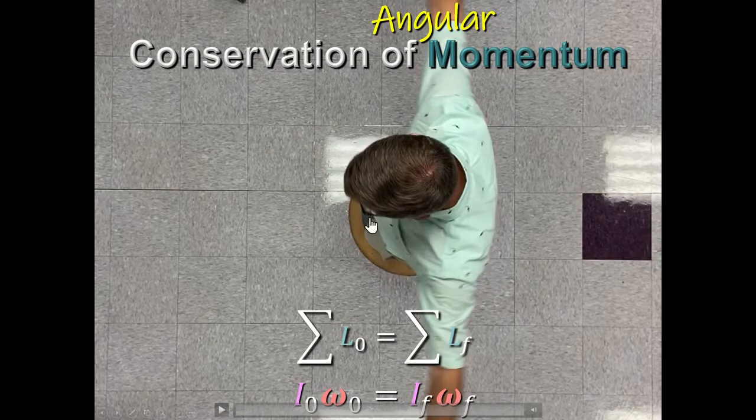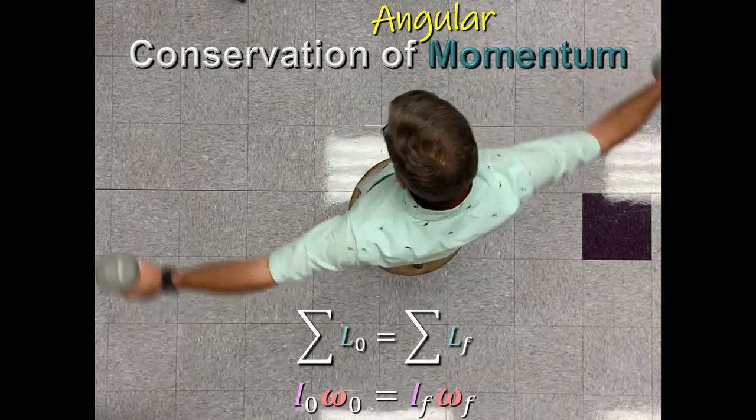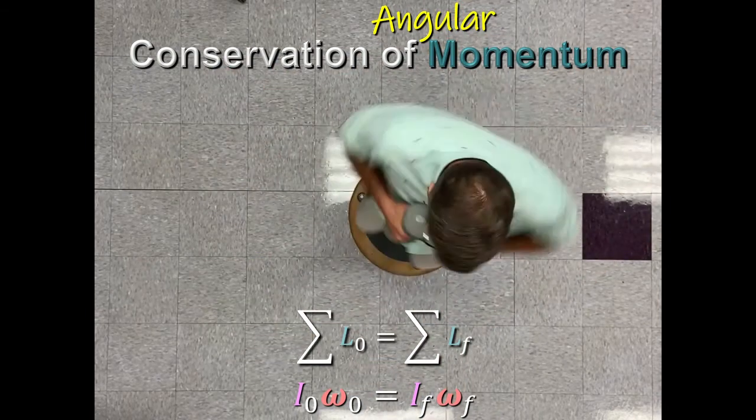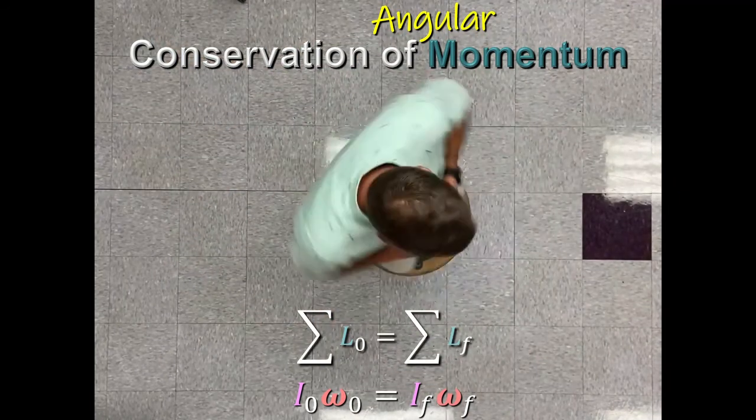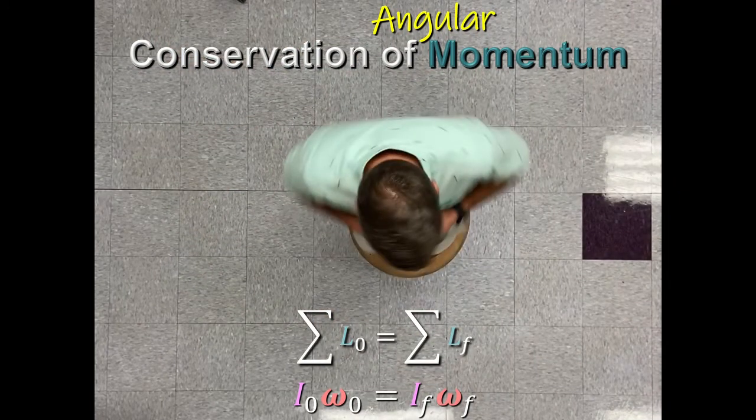Okay, so here I'm sitting back on this turntable with bicycle seat, and I'm holding 8-pound weights in each hand. And I am spinning around like this, and I pull my arms in, and I spin a whole lot faster. Put my arms out, I spin slower. But angular momentum was conserved.